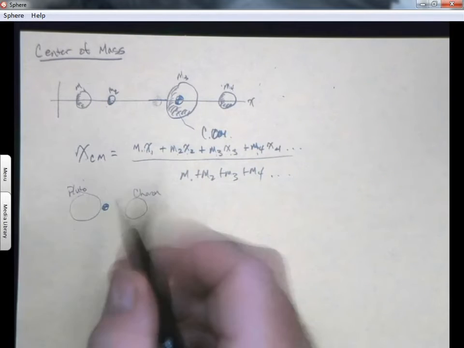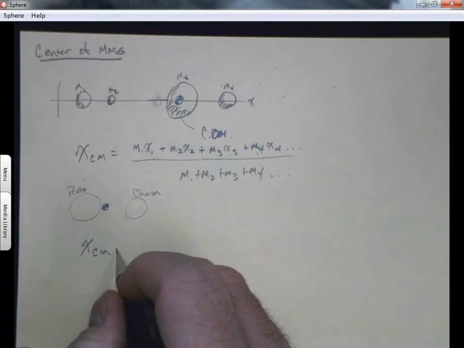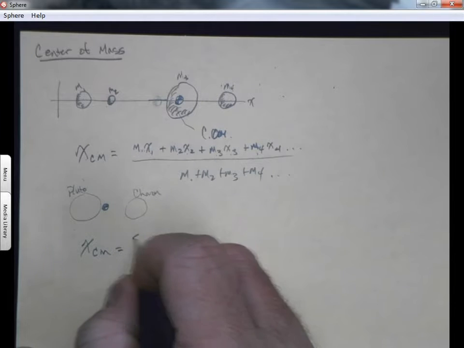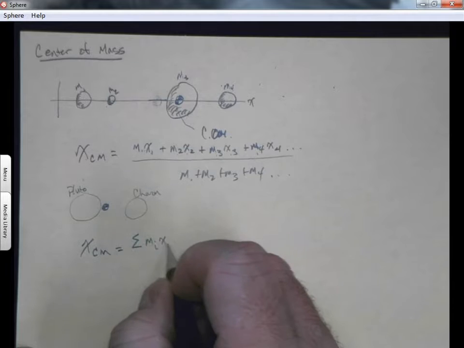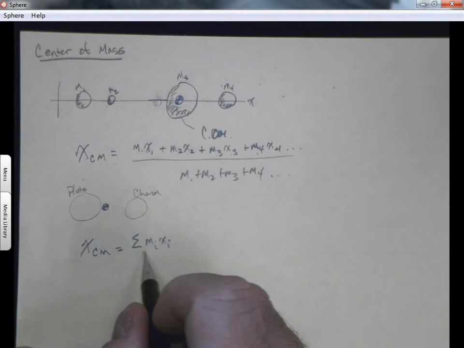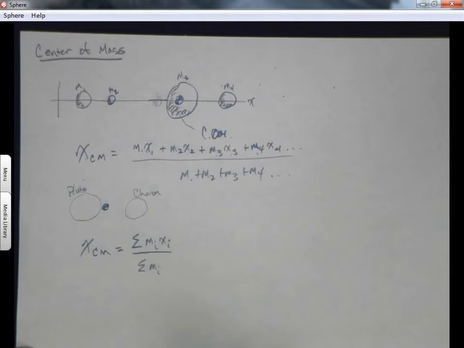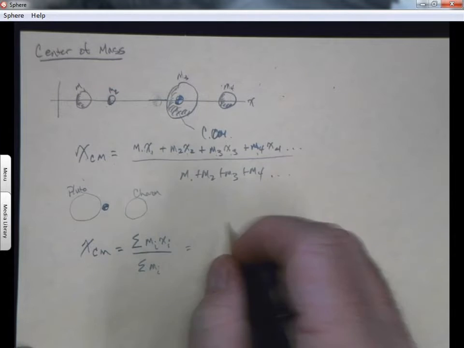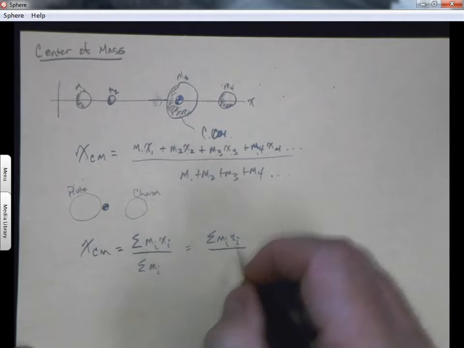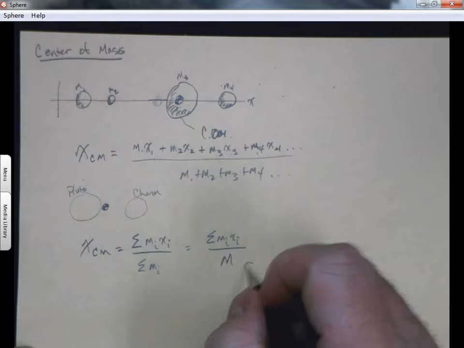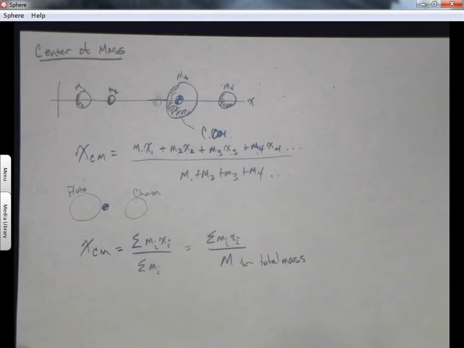All right, so we have another way of writing this. The x position of our center of mass is really equal to the sum of all the masses times all of their positions over the sum of the masses. Or another way we can write this is the sum of m_i x_i over this big M, which is the total mass of the system.